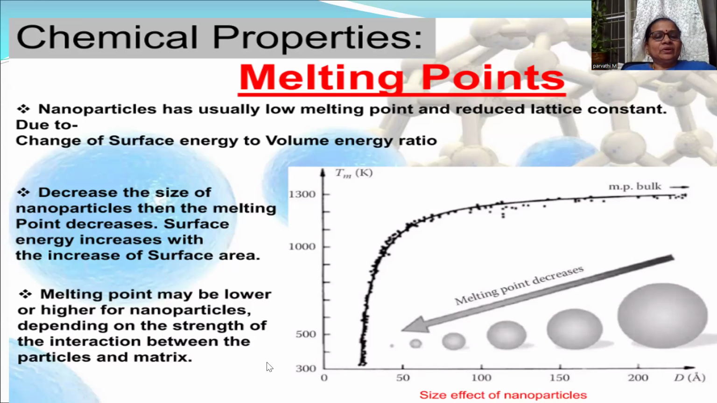The melting point may be lower or higher for nanoparticles depending on the strength of the interaction between the particles and the matrix. So it is not common to all kinds of nanomaterials. That is the point where some kinds of nanoparticles take a low melting point.